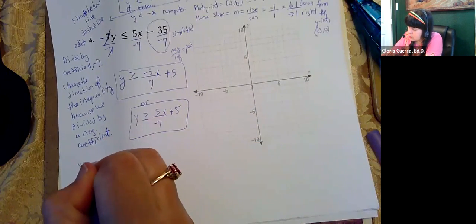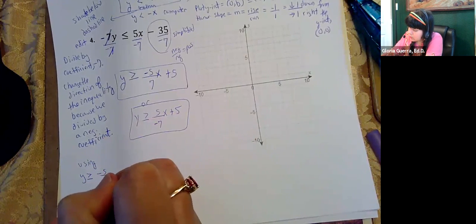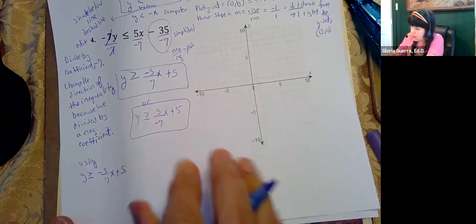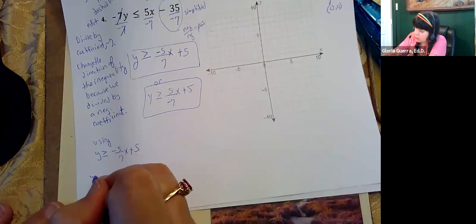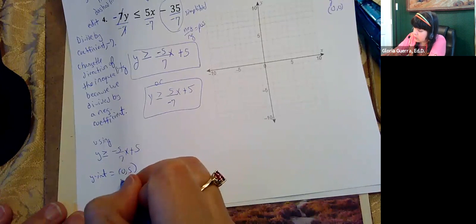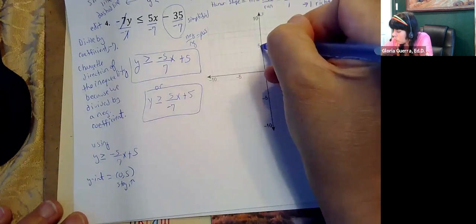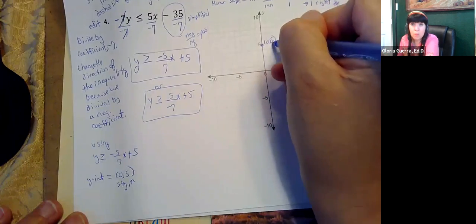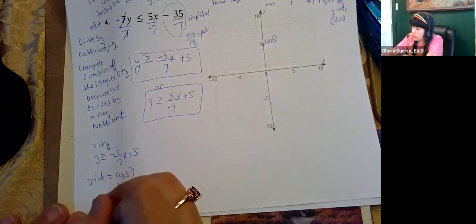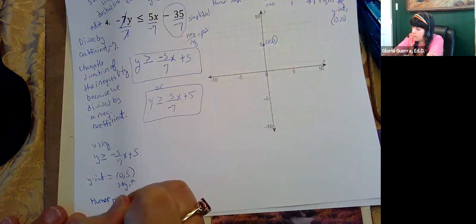So using y greater than or equal to -5/7 x plus 5, using that, the y-intercept is 0, 5. So we stay and then you go up. So right here. Okay, then we're going to honor our slope, honor our m.